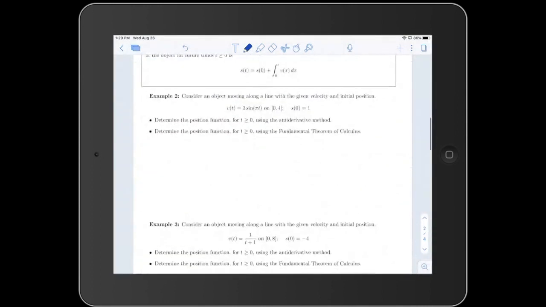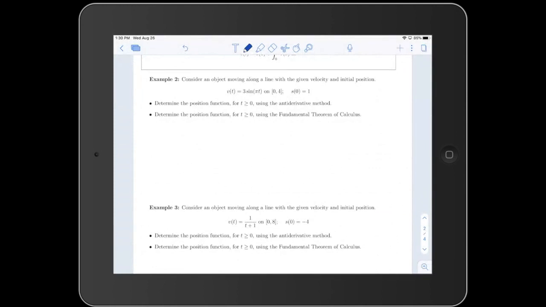Great job, everybody. Okay, let's take a look at a couple more problems here. So we're getting into more involved functions. So that was the polynomial function. Okay, we know how to differentiate that.